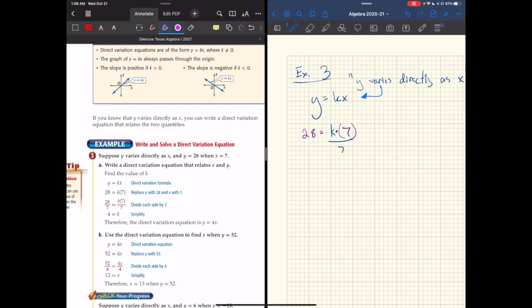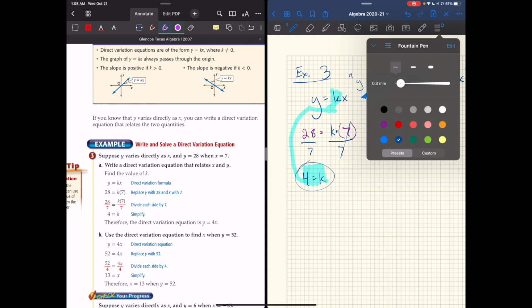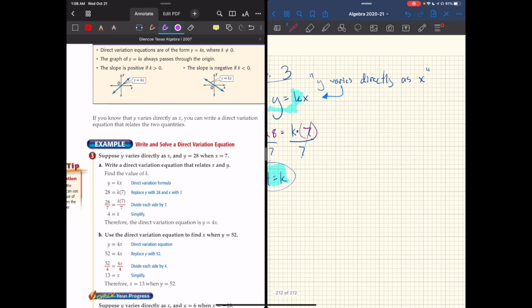Well, we could divide here by 7 to get the k by itself, right? 7 over 7 is 1. We're making ones and zeros. And so we get that 4 is the constant of variation. At this point, you would want to take this information back up to your equation. Based on the 28 and the 7 that we were given, it's not the case that y is any kx. Instead, we can specifically say, okay, y is 4x in this context.